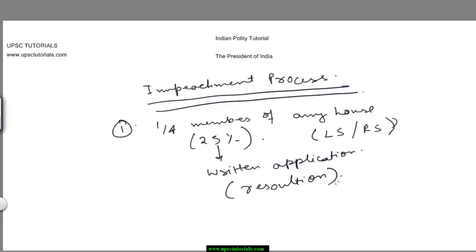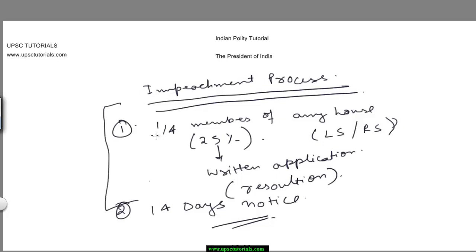The first step is that at least 1/4 of the members of any house in the form of a resolution can initiate the process. Now, secondly, the President has to be given 14 days notice. You just can't carry on with the resolution without informing the President. So you have to give him 14 days advance notice that we are willing to impeach you, and we are giving this notice. Now that resolution has to be passed by that respective house by not less than 2/3 of the total members.